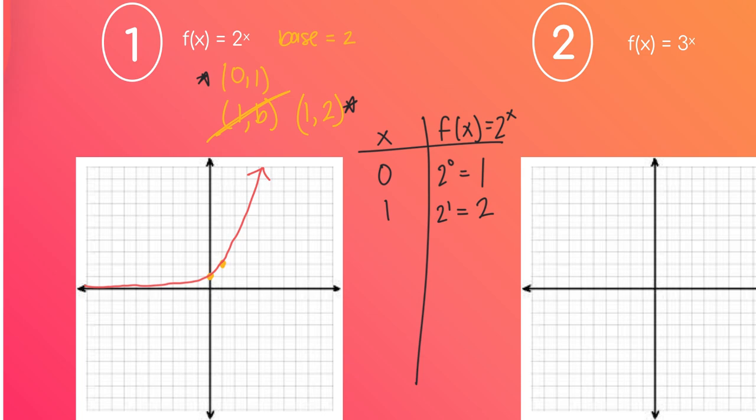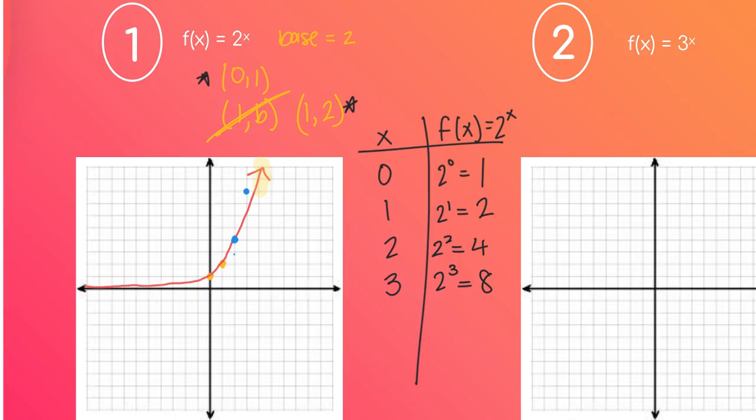Let's plug in some more to make sure my graph is a little bit more accurate. So let's use 2. What's 2 to the power of 2? 4. So I'm going to go to my graph, and I'm going to go 2, 4, 1, 2, 3, 4. About where I guesstimated. Okay, looking at the next one, let's do 3. What's 2 to the power of 3? 2 times 2 is 4, and 4 times 2 is 8. So again, right here's 4, 5, 6, 7, 8. So it's just a little bit off, but we can fix that.